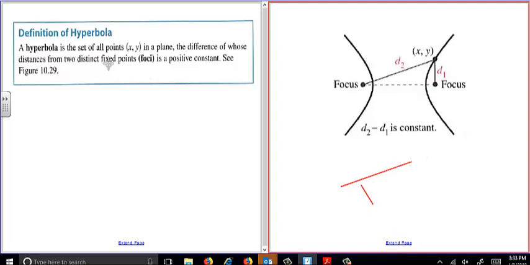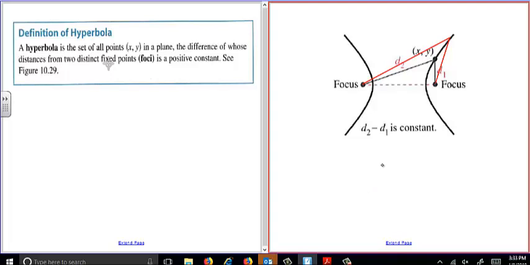If I go to another point on the hyperbola, from this focus to the point, notice they're both longer, but the difference between the two has to be a constant. So that's the official definition of a hyperbola.